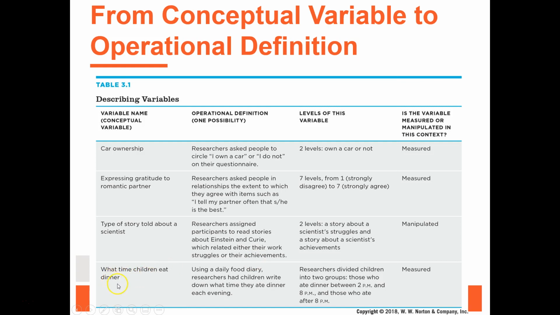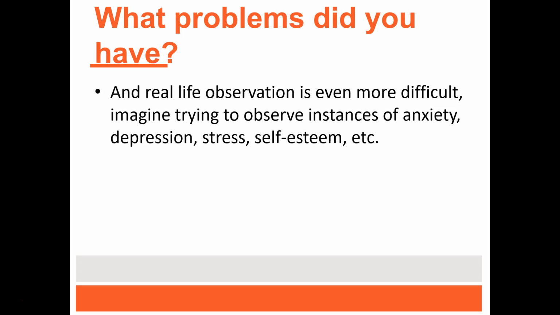What time children eat dinner? This could be measured by using a daily food diary. Researchers had children write down what time they eat dinner every evening. And then they divided those children into 2 groups, those who ate dinner between 2 and 8 p.m. and those who ate dinner after 8 p.m. Again, this is a measured variable. Okay, so we have to go from the idea of what we want to study to some kind of operational definition. And there are many possibilities. These are just one, but there are many ways you can measure these variables.